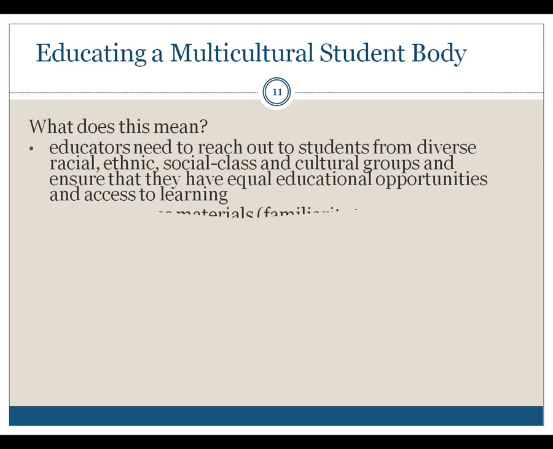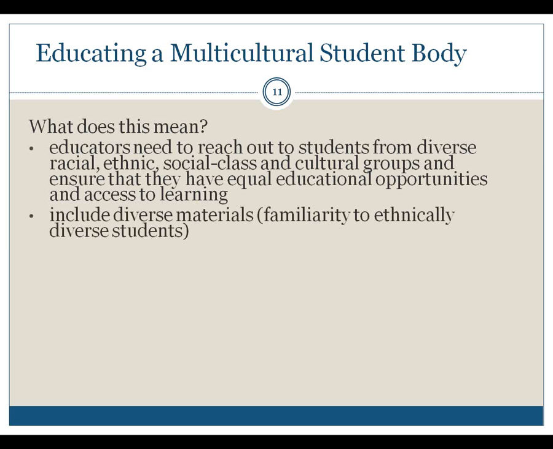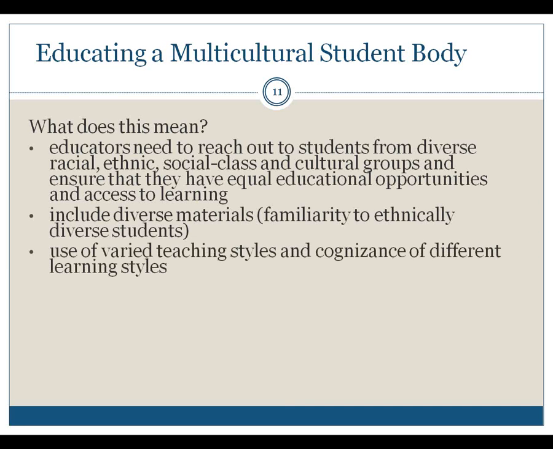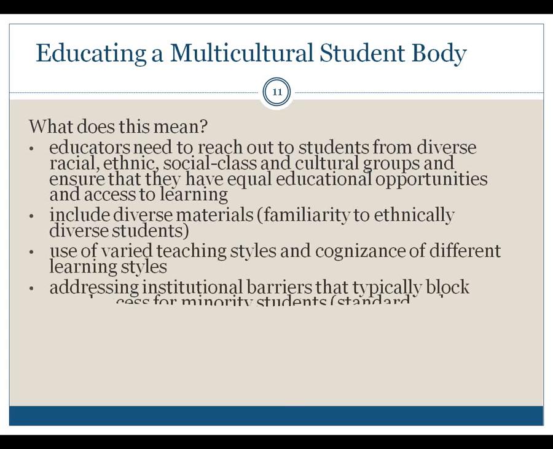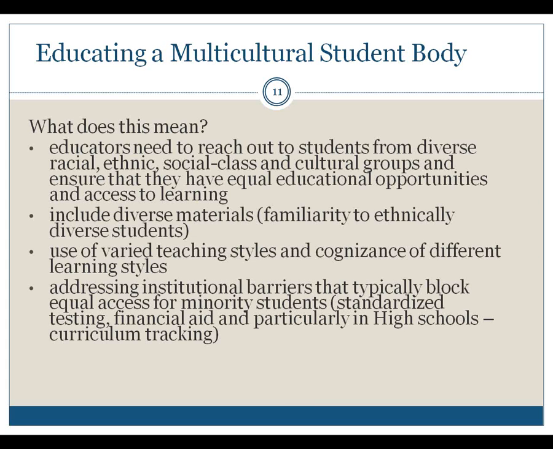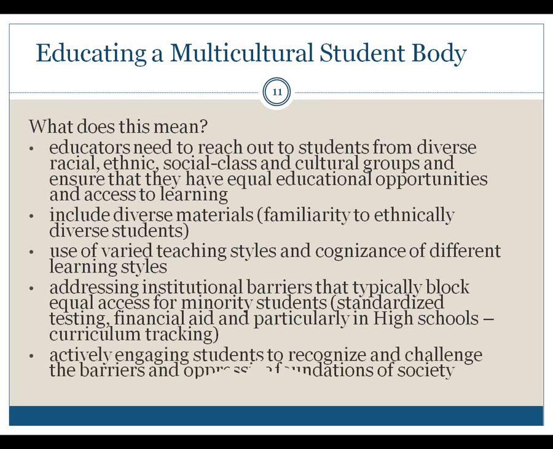One of the other things to do is to use diverse and varied teaching styles and be cognizant of different learning styles, that not everyone has the same life experience or background, and therefore they don't all come to the classroom with the same styles of learning. It's also being aware of your institutional barriers. A lot of this overlaps with the faculty resistance and institutional resistance material, which is really about being aware of where you're teaching and actively addressing those issues in your classroom.